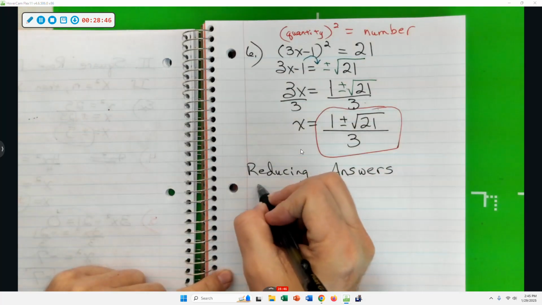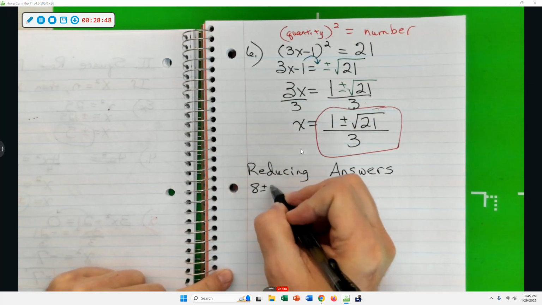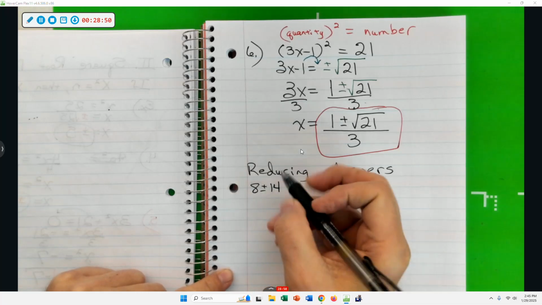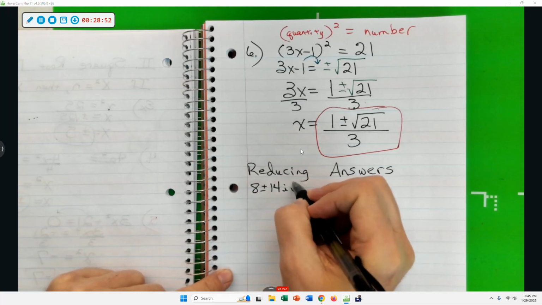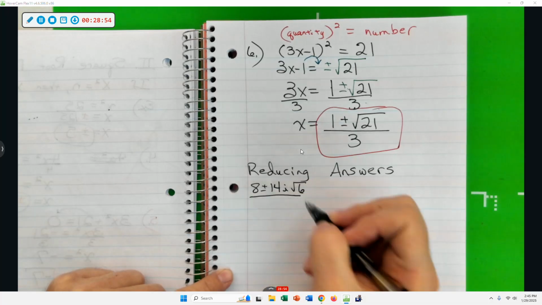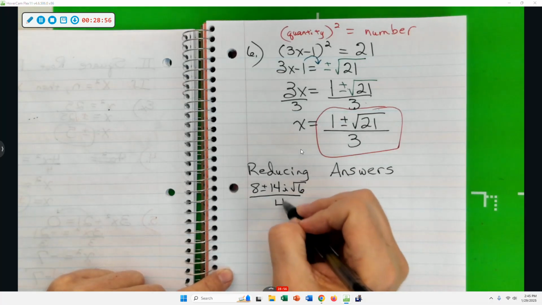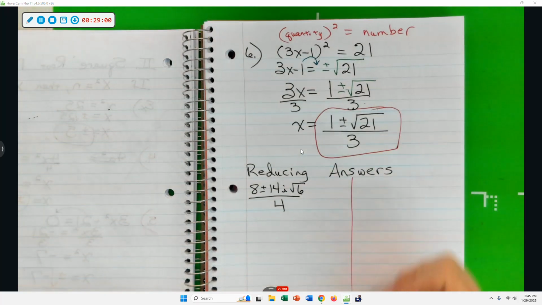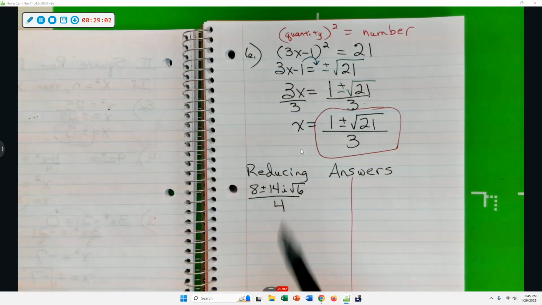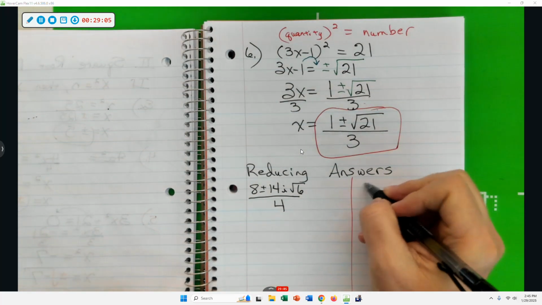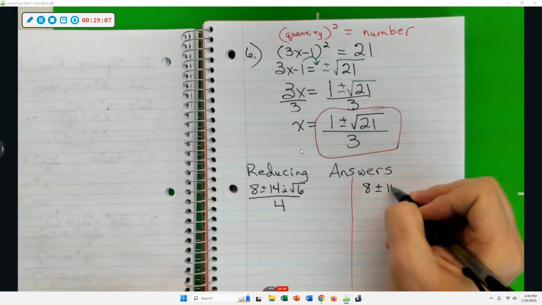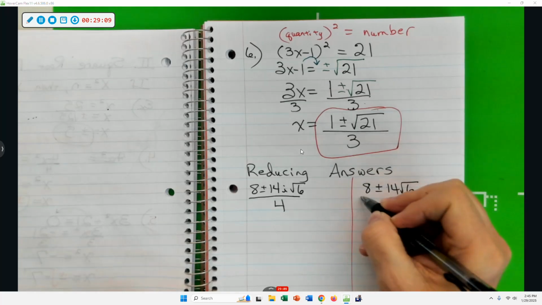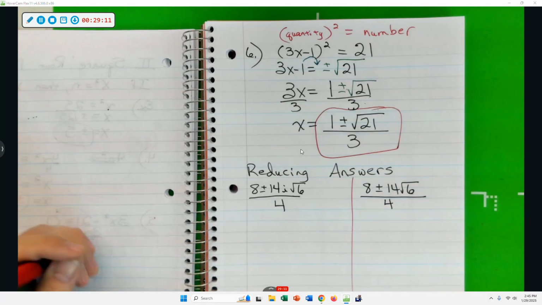Okay. 8 plus or minus 14i square roots of 6 all over 4. I want to compare that one. Suppose there isn't an I. Suppose it's just 8 plus or minus 14 square root of 6 all over 4.